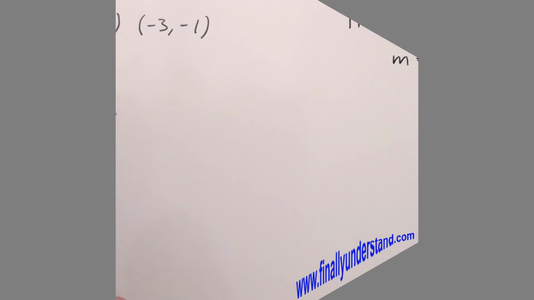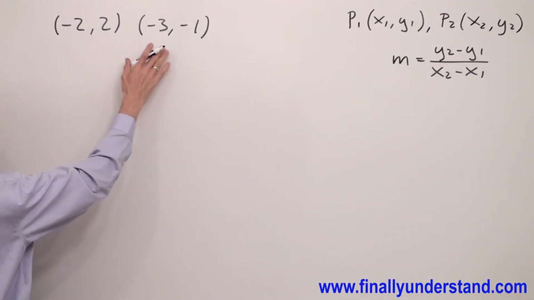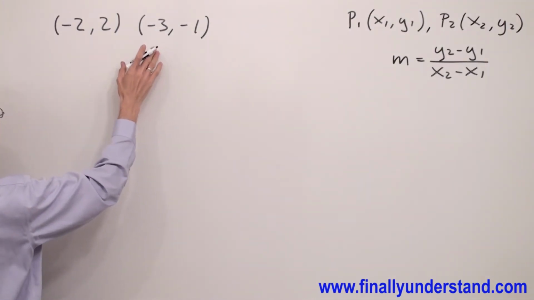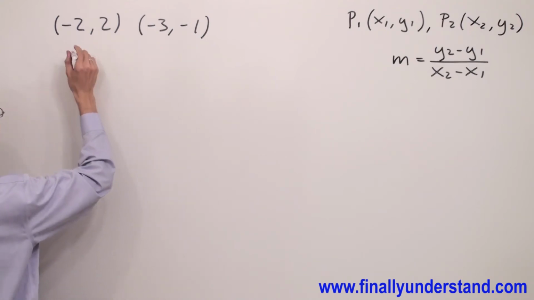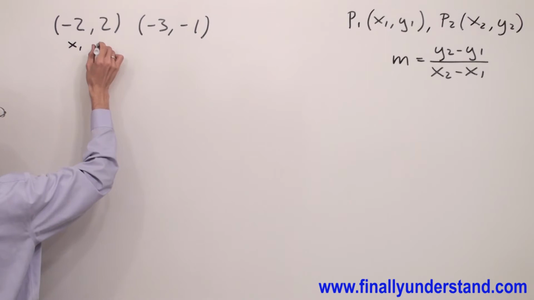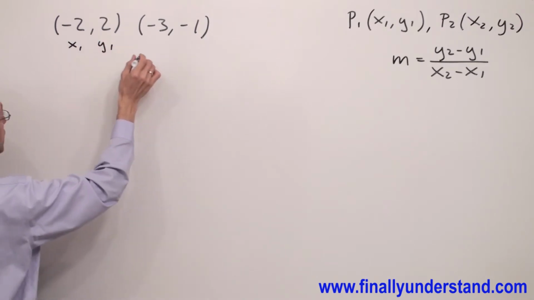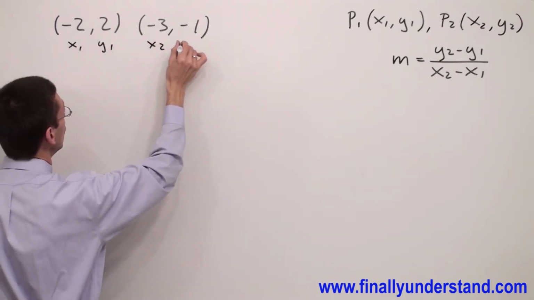We have another 2 points. We're supposed to find the slope again. This is my point 1, point 2. As I said before, it doesn't matter which one you are going to call point 1 or point 2. So I'm going to call this one point 1. So this is my x1, this is my y1, this is x2, y2.